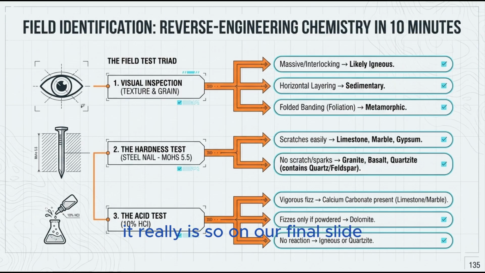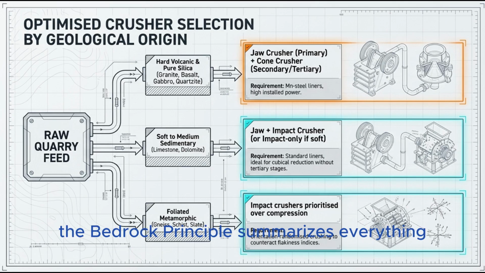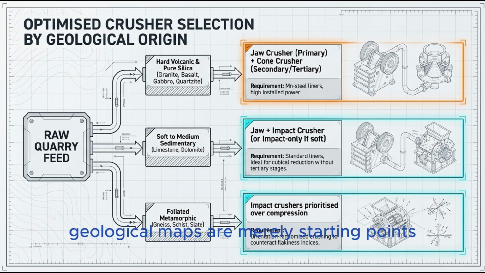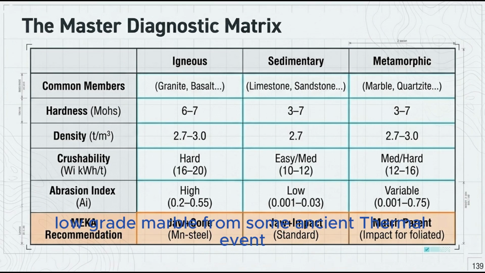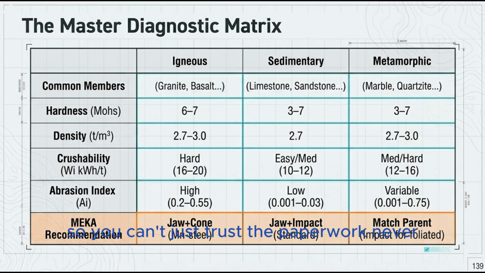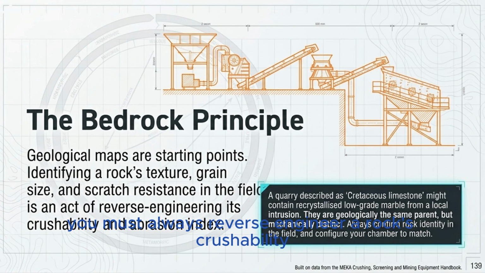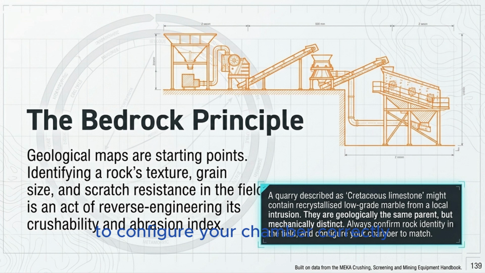So on our final slide, we arrive at the bedrock principle. The bedrock principle summarizes everything. Geological maps are merely starting points. A quarry that's mapped as limestone might actually contain recrystallized low-grade marble from some ancient thermal event. So you can't just trust the paperwork. Never. You must always reverse engineer a rock's crushability right there in the field to configure your chamber correctly.